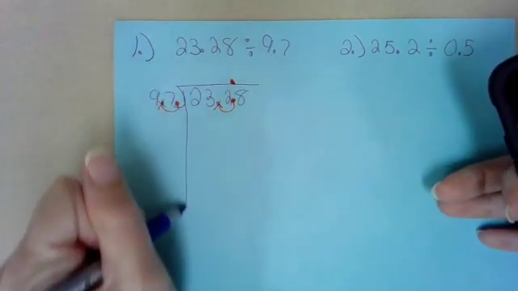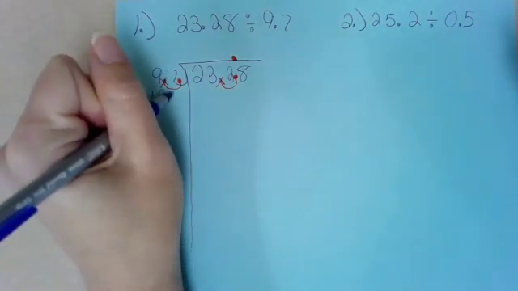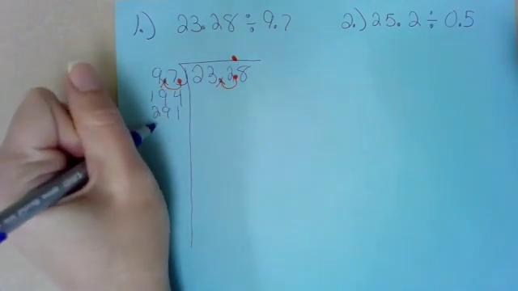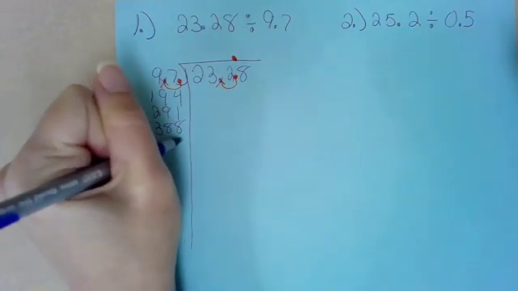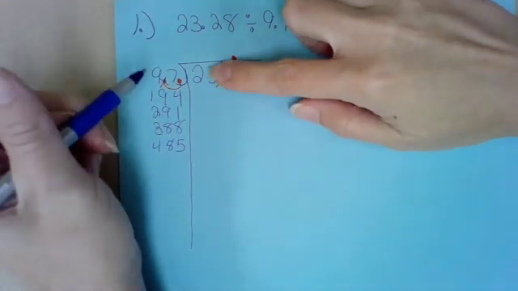We're going to list our multiples of 97. So that's 194, 291, 388, 485, and that's probably enough. So we're going to take it one digit at a time.